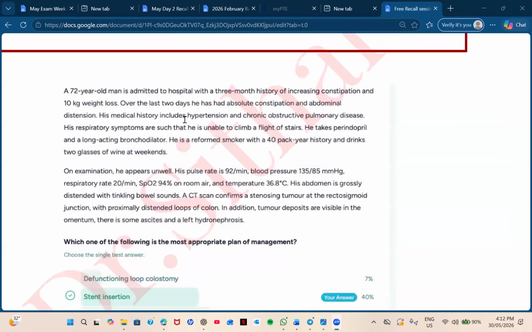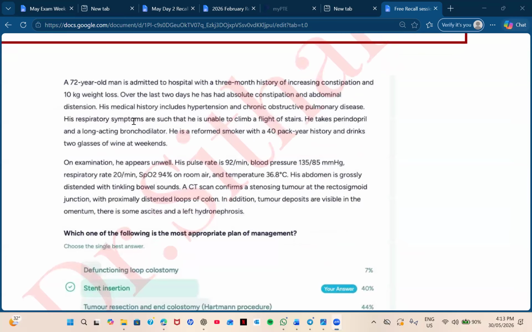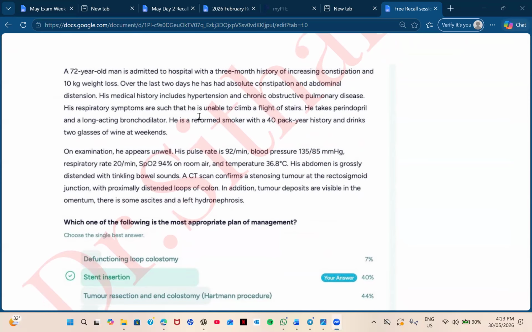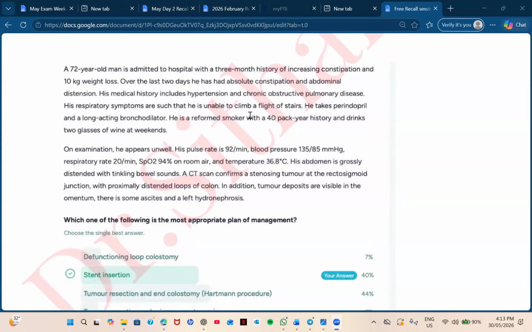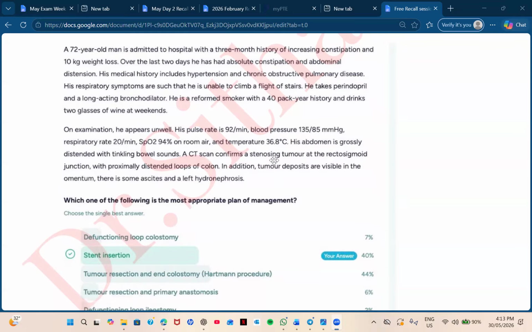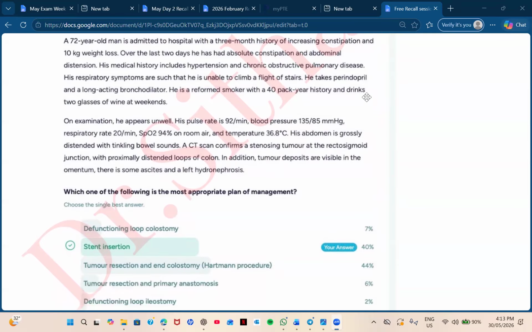A 72-year-old man admitted to the hospital with a 3 month history of increasing constipation and 10 kilograms weight loss. Over the last 2 days, he has had absolute constipation and abdominal distension. His medical history includes hypertension and COPD. Respiratory symptoms are such that he is unable to climb a flight of stairs. He takes long-acting bronchodilators. He's a reformed smoker with 40 pack years history and drinks 2 glasses of wine at the weekend.